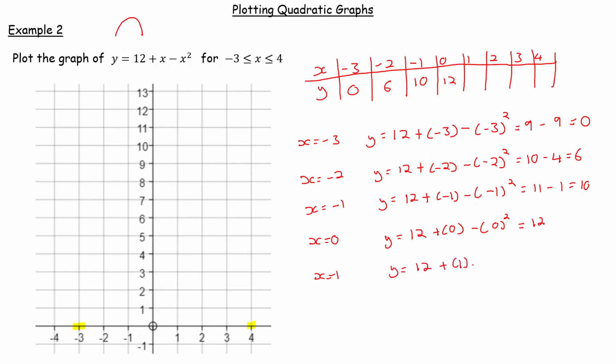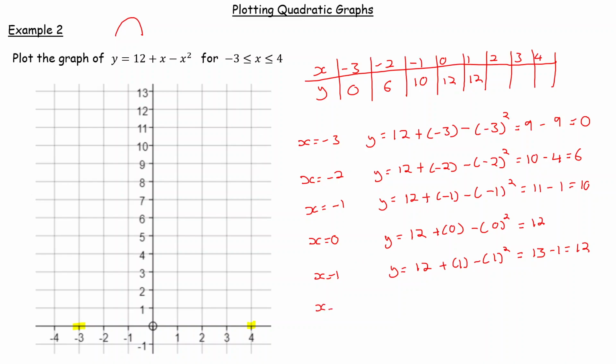X is now 1. Take away x squared, 1 squared. So 12 add 1 is 13. Take away 1 squared is positive 1. So take away 1. So 13 take away 1, which is equal to 12. There we go. We've got two values here that are the same. That's fine. Okay, it's just the way it goes sometimes.